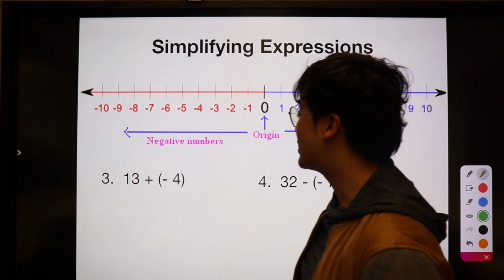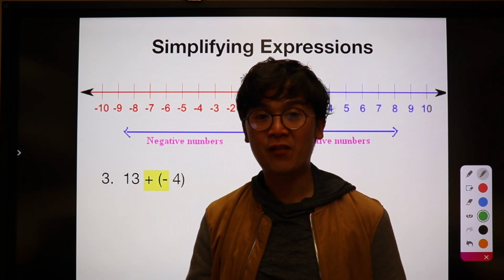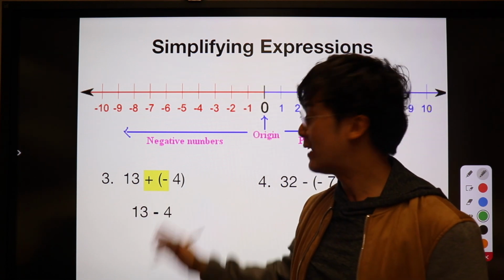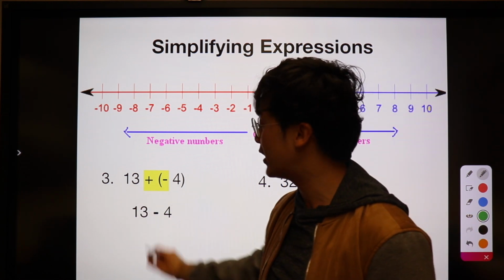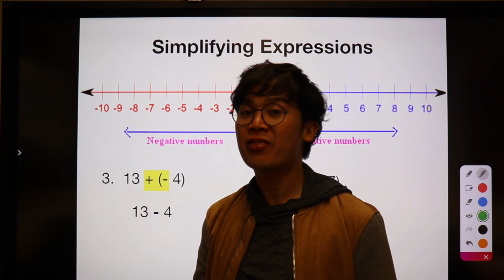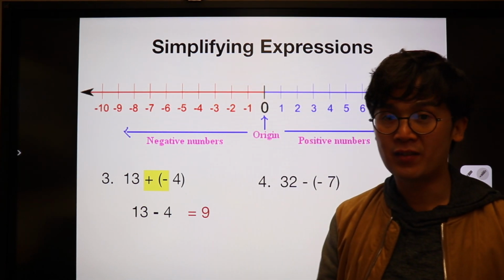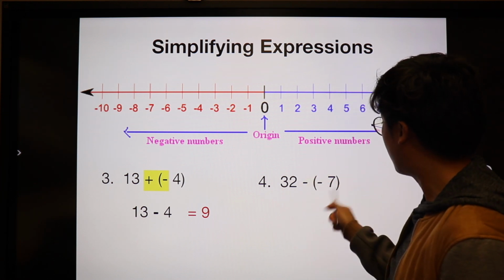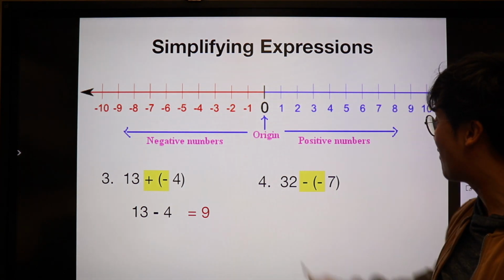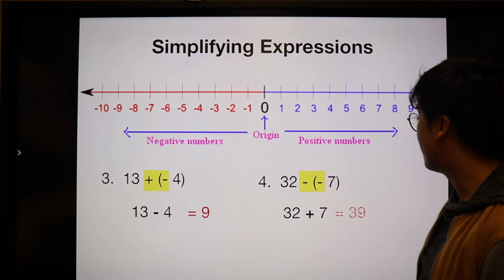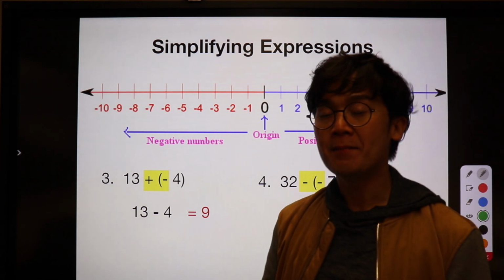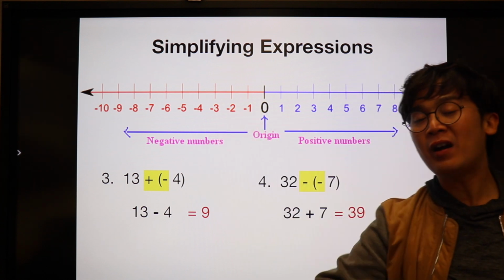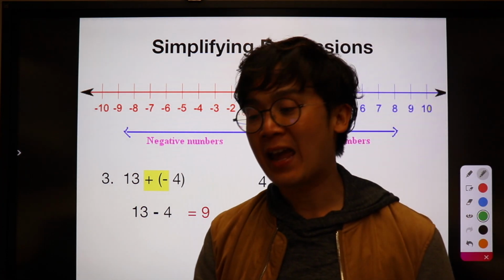So now that we know those 2 steps, let's apply it with number 3 and number 4. For number 3, 13 plus negative 4, we are going to be simplifying the positive and negative. They'll turn into negative. So now your equation is simplified into 13 minus 4. And we know that 13 minus 4 is simply positive 9. And if I have 32 minus negative 7, we are going to be simplifying the two negatives. And now we have 32 plus 7, which will give us positive 39. So that is how you deal with problems similar to the 4 examples that I have shown you.